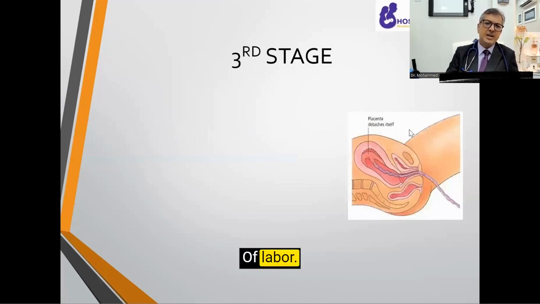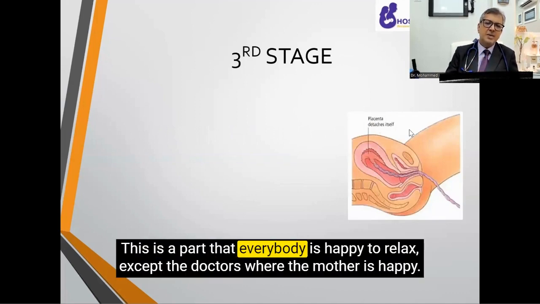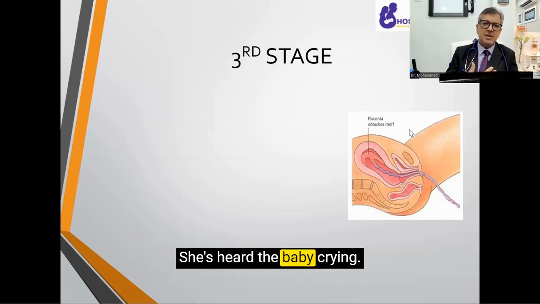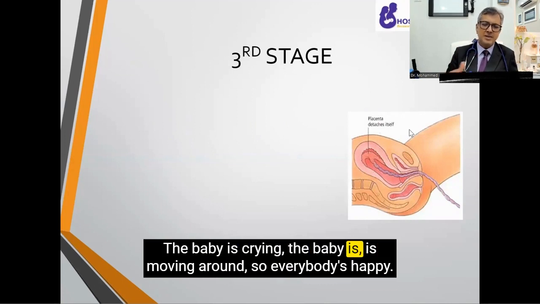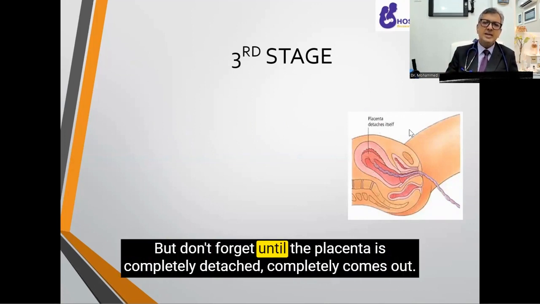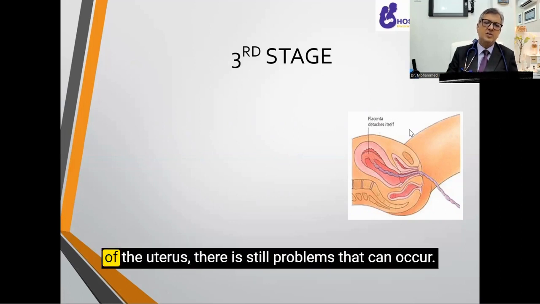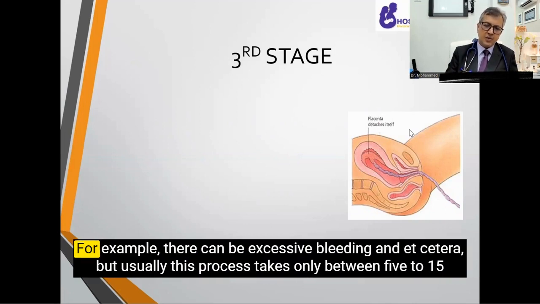Third stage of labor. This is the part that everybody is a bit relaxed, except the doctors. The mother is happy, she's heard the baby crying, the father is happy, he's taken some pictures, the baby is moving around, so everybody is happy. But don't forget, until the placenta is completely detached and completely comes out of the uterus, there are still problems that can occur. For example, there can be excessive bleeding and so on.